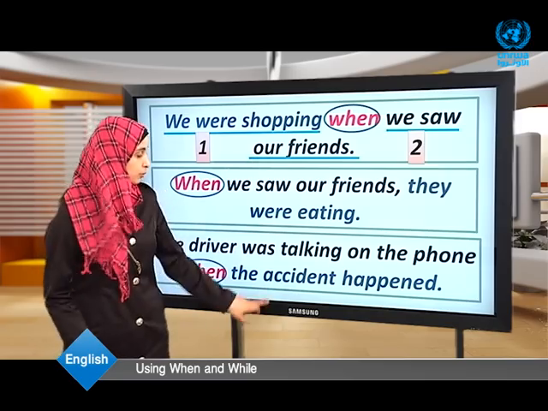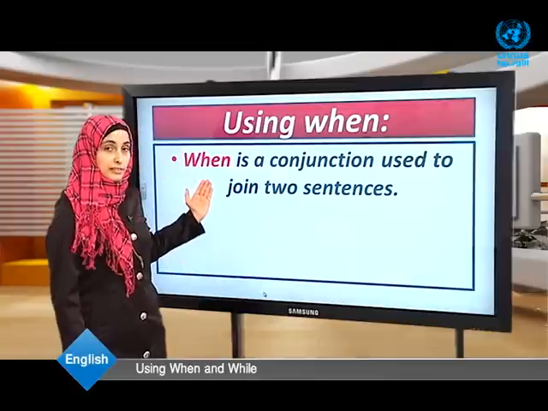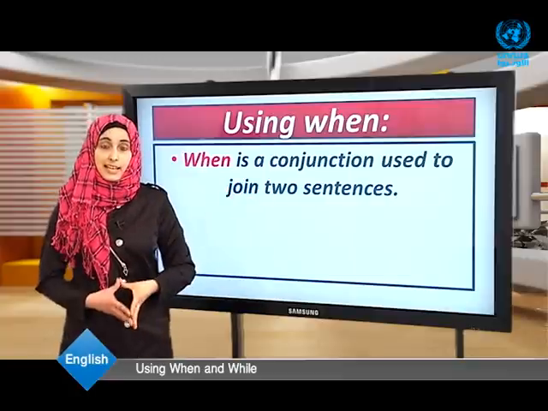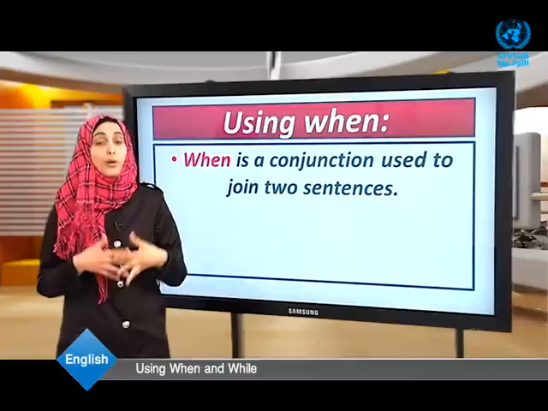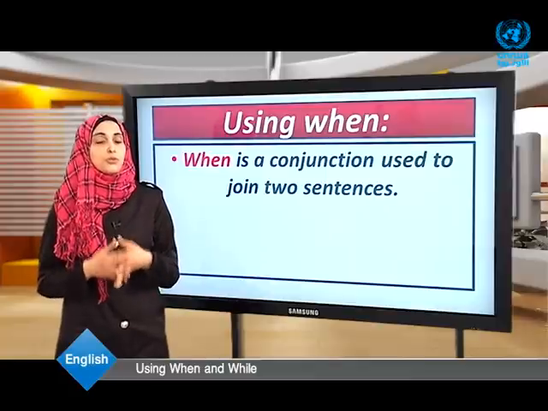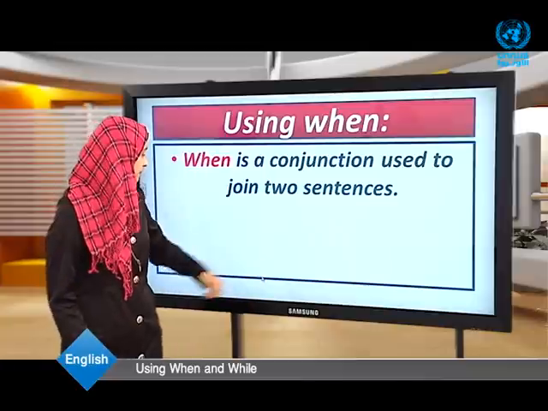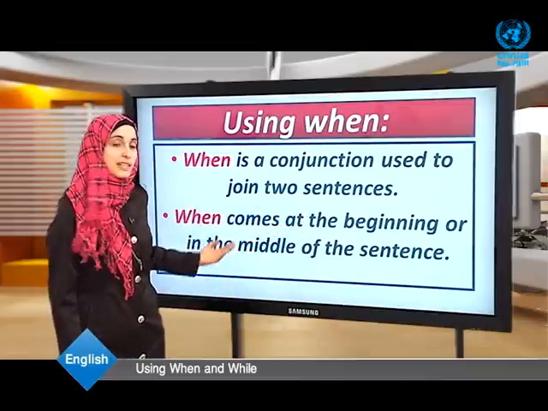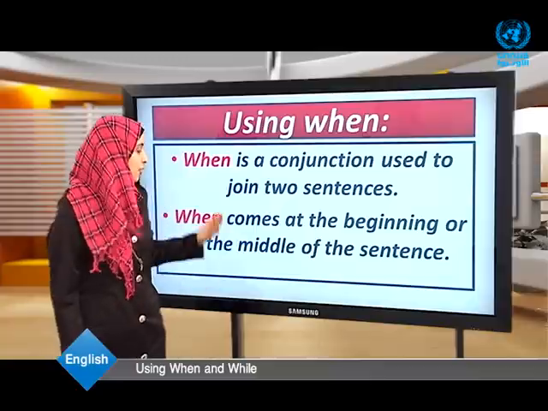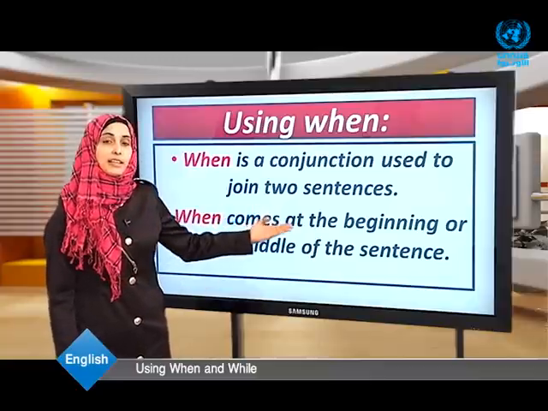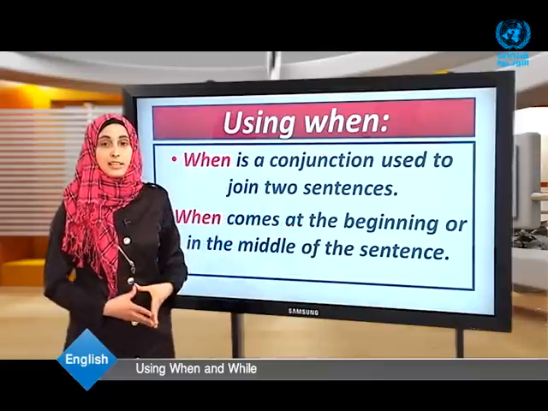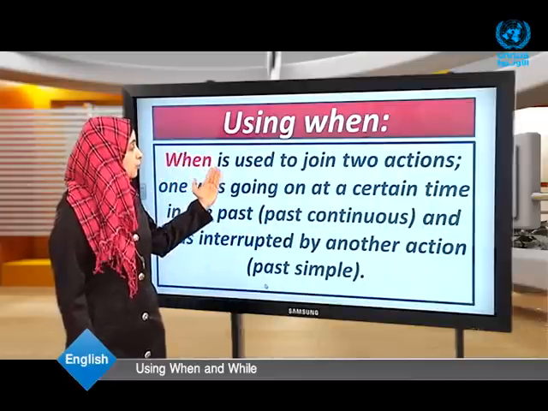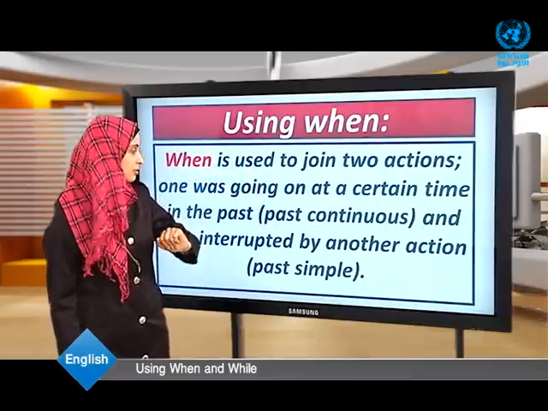So we can conclude when is a conjunction used to join two sentences. Again, when is a connector or a conjunction used to join two sentences. When comes at the beginning or in the middle of the sentence. Now let's see this conclusion. When is used to join two actions.